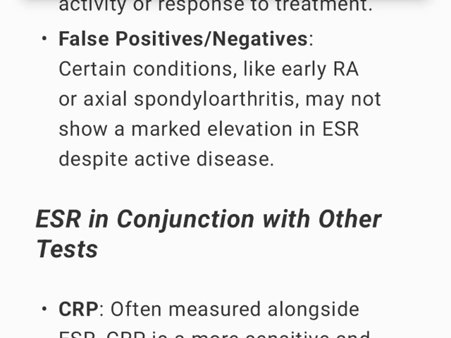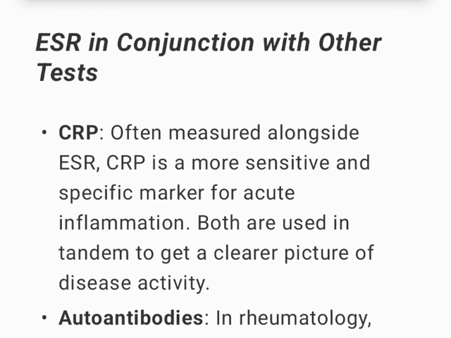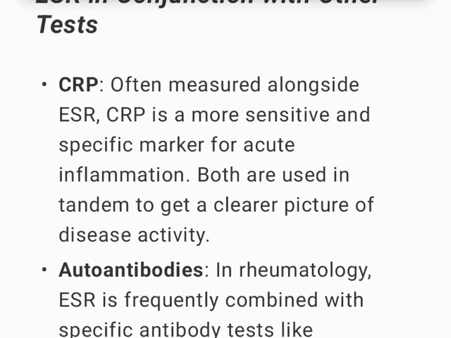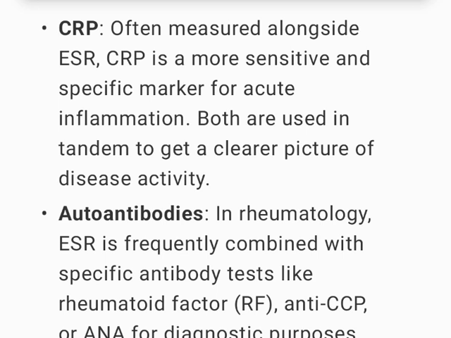False positives, negatives: certain conditions, like early RA or axial spondyloarthritis, may not show a marked elevation in ESR despite active disease. ESR in conjunction with other tests. CRP: often measured alongside ESR, CRP is a more sensitive and specific marker for acute inflammation. Both are used in tandem to get a clear picture of disease activity.